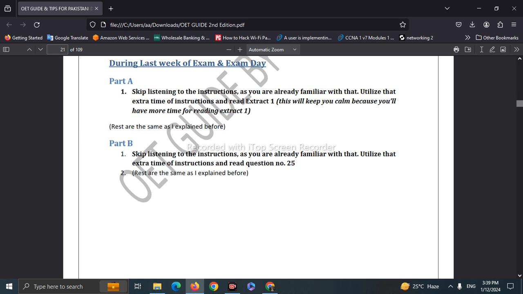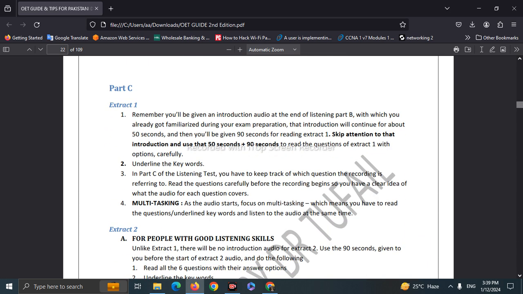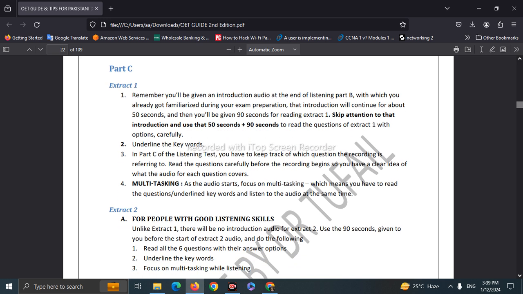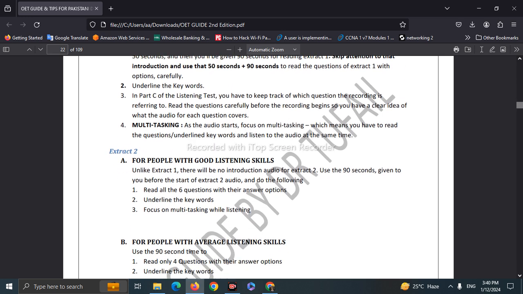Same for part B and same for part C. So you'll get 50 more seconds in your 90 seconds if you start reading instruction time. So underline the keyword and try to understand the context.